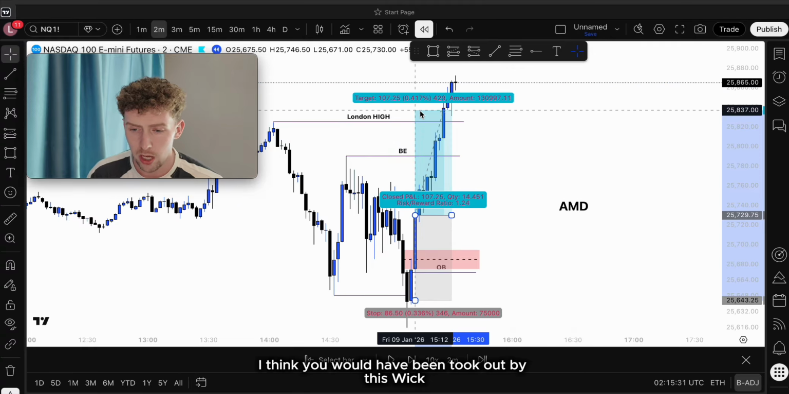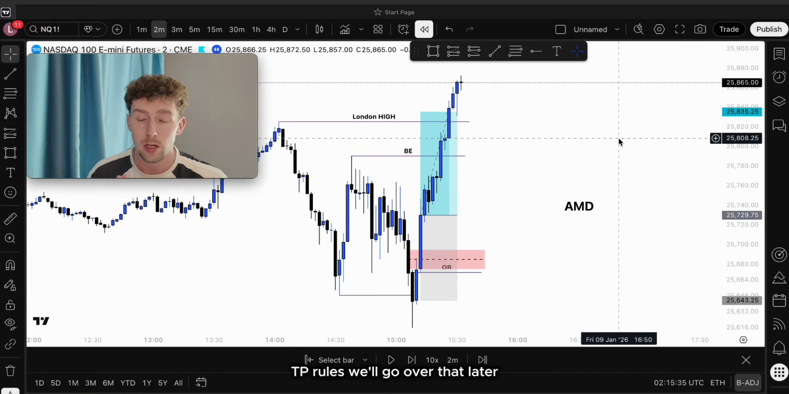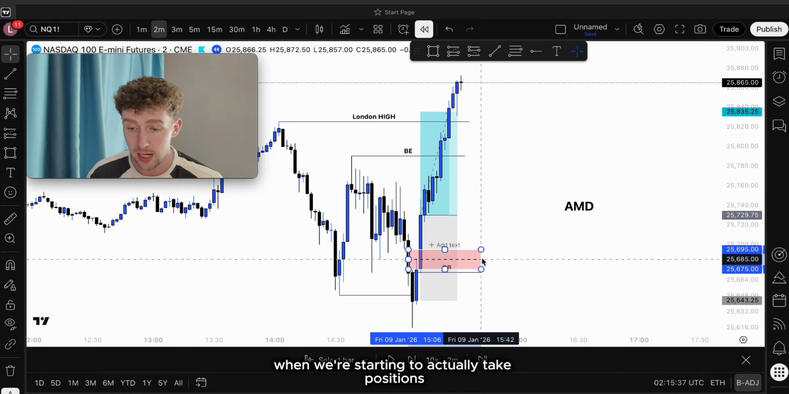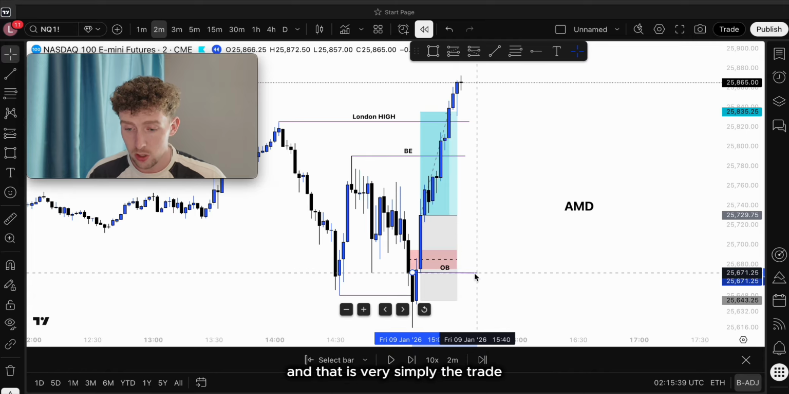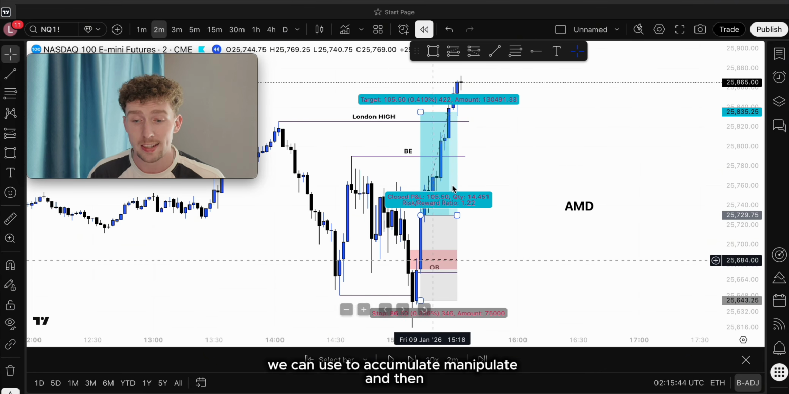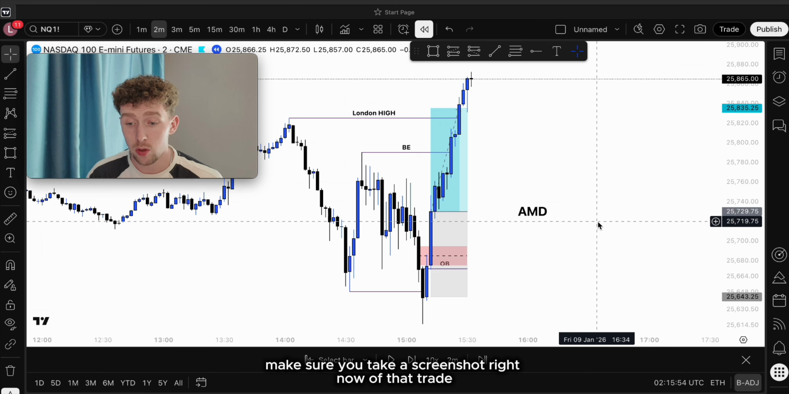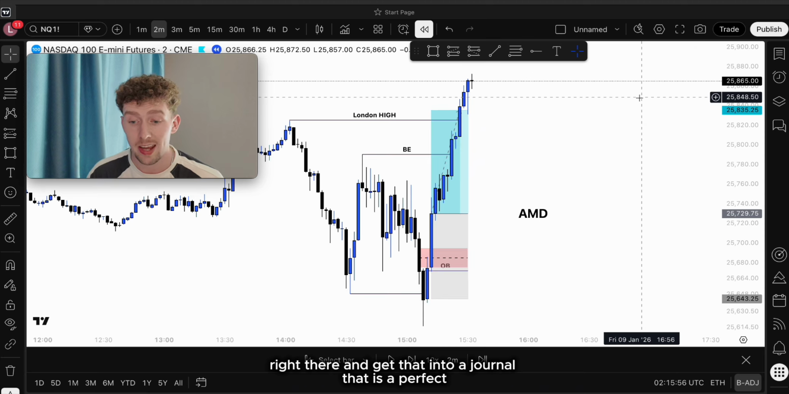I think you would have been taken out by this wick coming down here, because the way we like to trade is with our trailing TP rules. We'll go over that later when we're starting to actually take positions. And that is very simply the trade we can use to accumulate, manipulate, and then catch the distribution higher in this example. Make sure you take a screenshot right now of that trade right there and get that into a journal. That is a perfect example of accumulation, manipulation, distribution in my example.